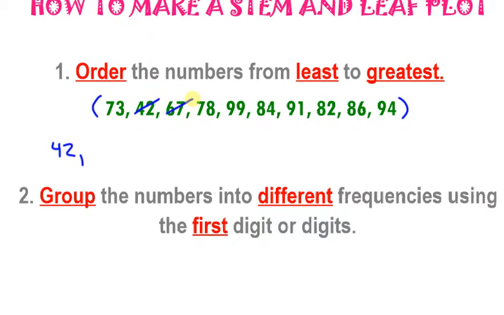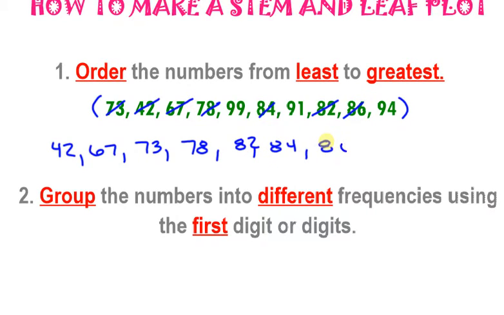Let's see, 67, 73, 78, and then we have 82, 82, we have 84, we have 86, 91, 94, and last but not least, 99.